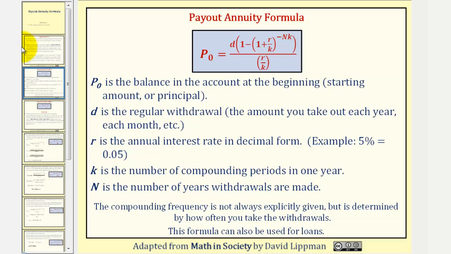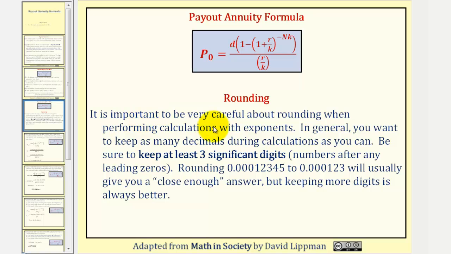Before we take a look at some examples, let's talk about rounding. It is important to be very careful about rounding when performing calculations with exponents. In general, you want to keep as many decimals during the calculations as you can. Be sure to keep at least 3 significant digits, which means we include 3 numbers after any leading zeros. For example, if we were rounding 0.0001235, we would round to 0.000123. This number has 3 significant digits. And this will usually give a close enough answer, but keeping more digits is always better.